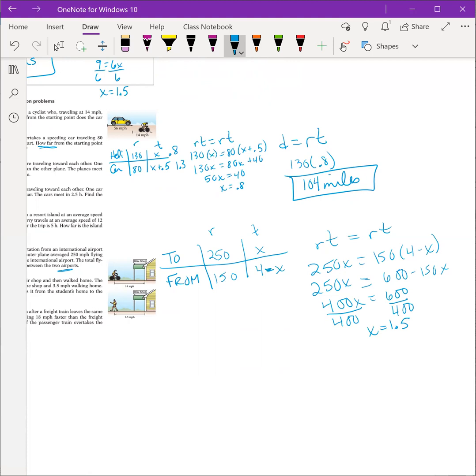But that doesn't answer the question. The question is how far? So again, we have to go back to the distance formula. Distance equals rate times time. 1.5 times 250 is one option, or 2.5 times 150. So I believe that would be 375 miles if my math is correct. It is.